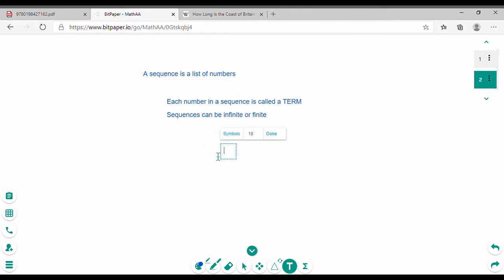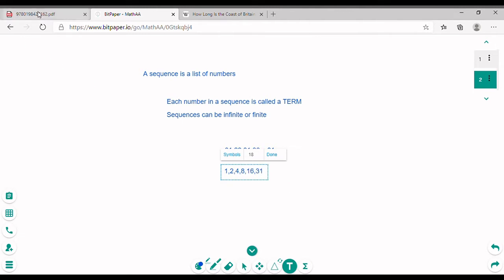An example of a finite sequence might be the number of days in the months of the year. So you could have 31, 28, 31, 30, and so on. That would be a finite sequence ending in 31. You could also have an infinite sequence, for instance, taking the number 1 and 2 and doubling it over and over and over.